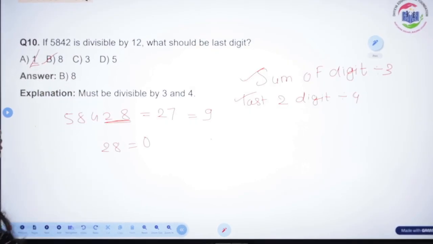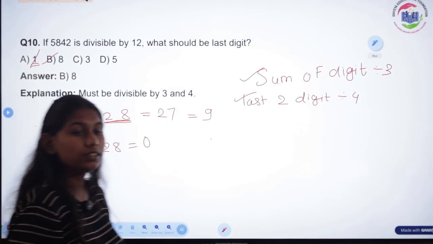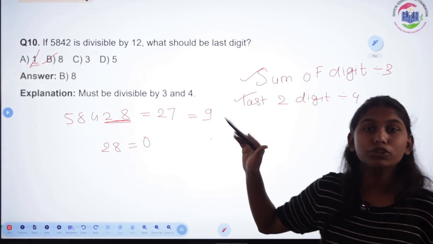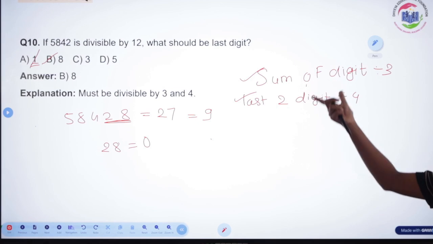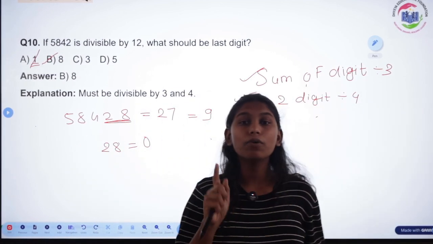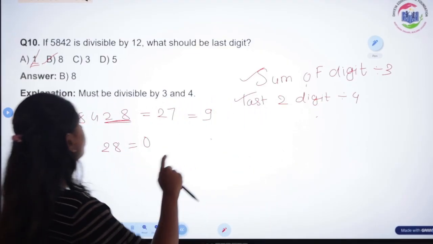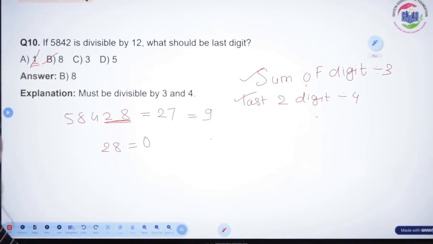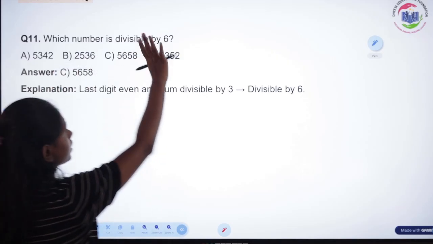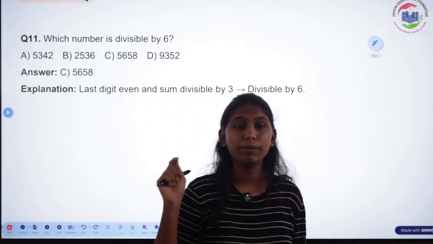Now what is the rule for 12? It says that the number should be divisible by 3 and also by 4. So the conditions of 3 and 4 must be satisfied, and then you will get the answer that it is divisible by 12. And next, which number is divisible by 6?